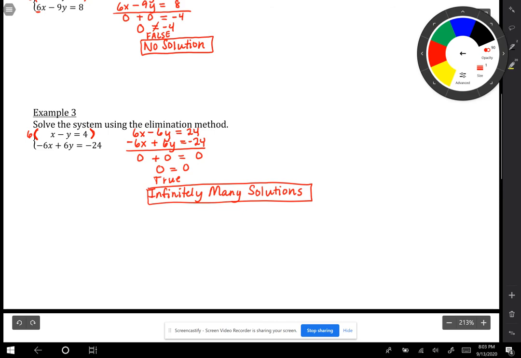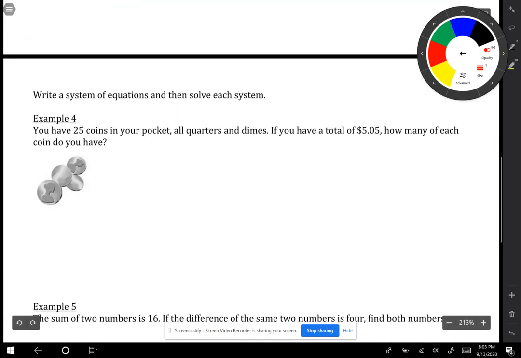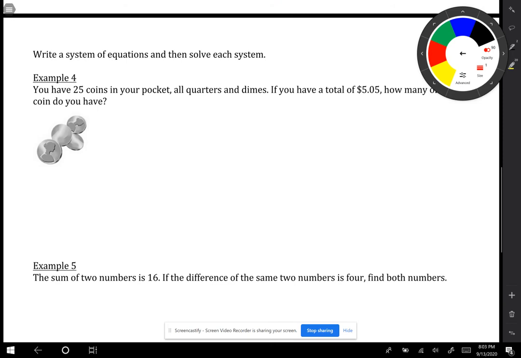All right, now we'll go to the back page. Most students know how to solve the system. It's writing the system that bothers them. And I said, hey, that's just something that you need to figure out. It's really useful. I enjoy it, and I feel like you should too. So write a system of equations and then solve each system.